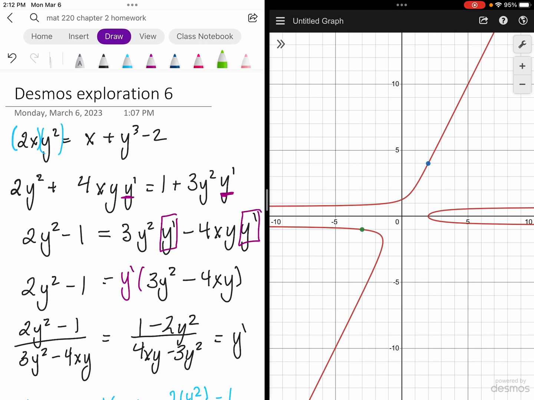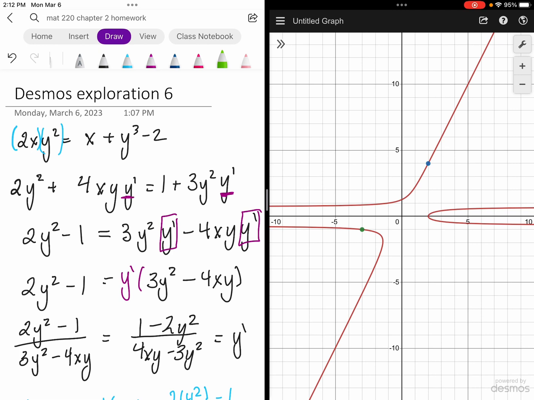So we have this relationship, 2xy squared equals x plus y cubed minus 2. It's not a function, as you can see in the graph. It has multiple outputs for any given input. But we can use implicit differentiation to find the derivative equation.